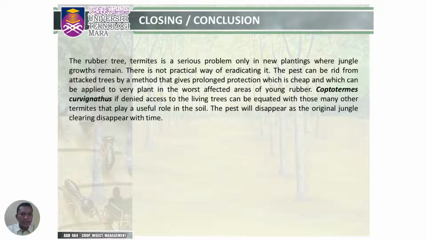Coptotermes curvignathus, if denied access to the living trees, can be equated with the many other termites that play a useful role in the soil. The pest will disappear as the original jungle clearing disappears with time.